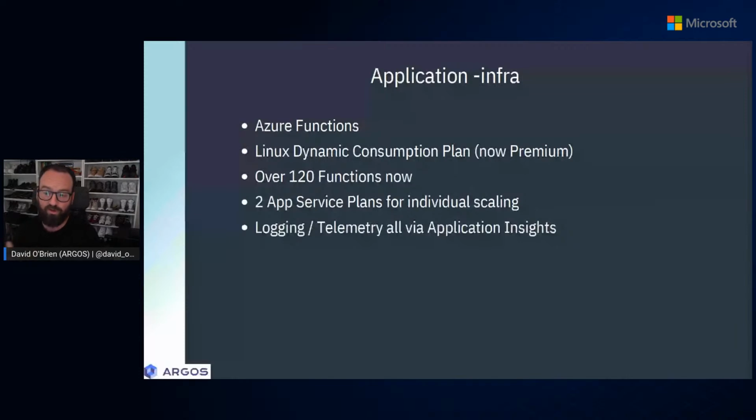Now we have over 120 functions across 2 app service plans, pretty much split into front and back end. We should probably split that even more, but if we wanted to, that's an easy code change. Again, because we are using this PaaS or FaaS, Functions as a Service platform, to do all of this, we don't have to deploy more virtual machines. All of this happens automatically. And as I mentioned, logging and telemetry all happens via Application Insights just through configuration.